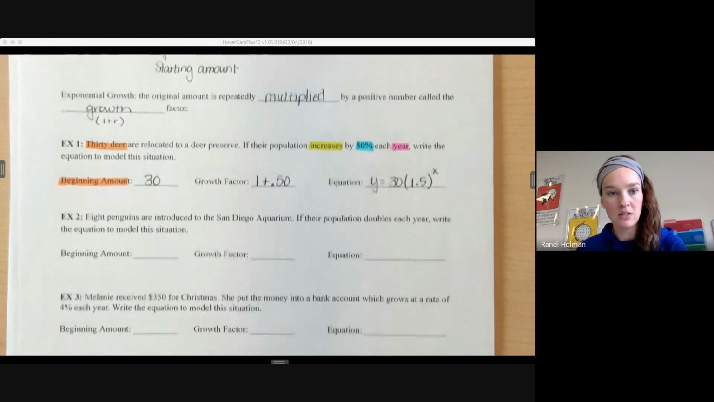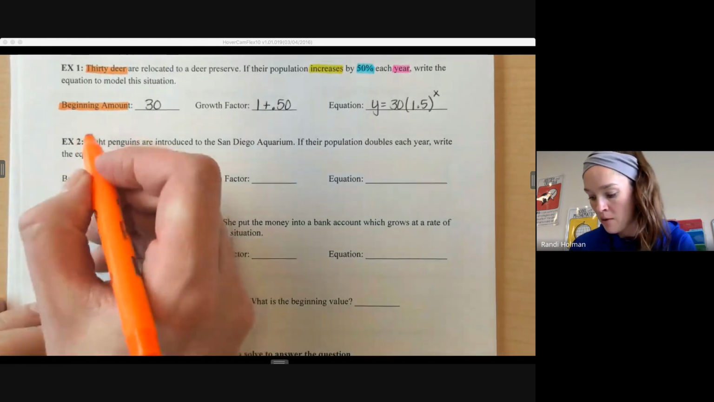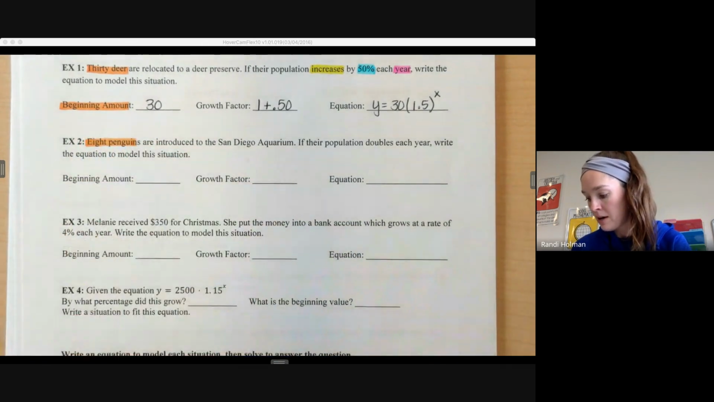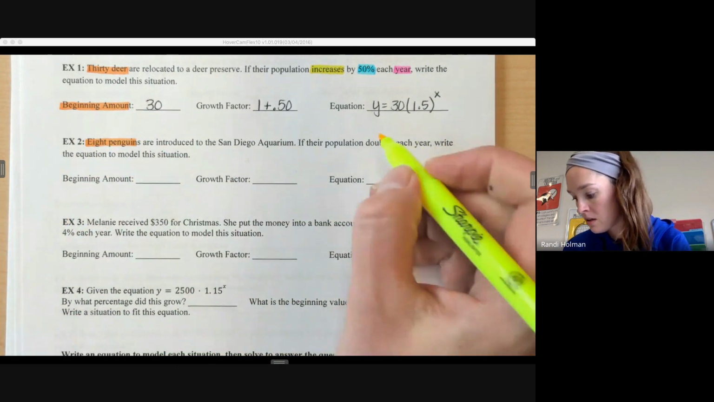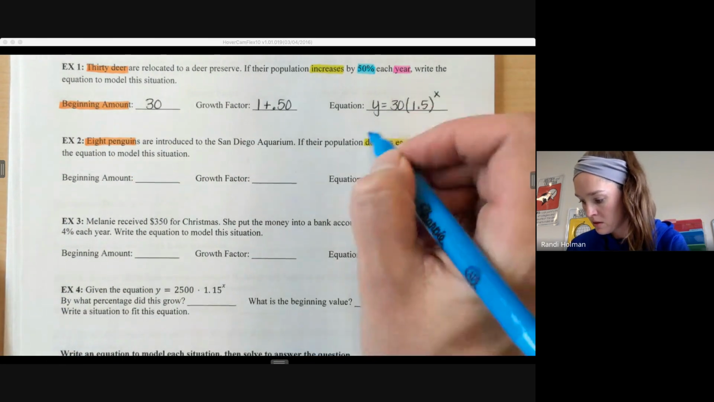Let's take a look at another example. 8 penguins. Oh, we already know our beginning amount. We have 8 penguins introduced to the San Diego Aquarium. If their population doubles each year, write an equation to model this situation. Oh, sorry, I used the wrong color there. It should be doubles.